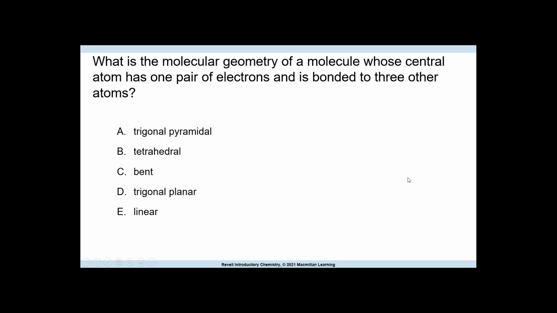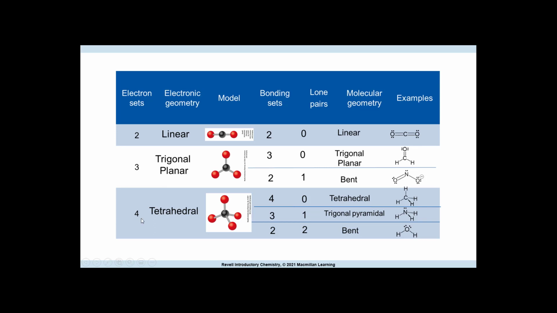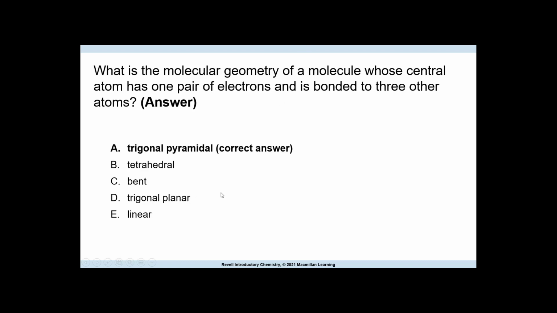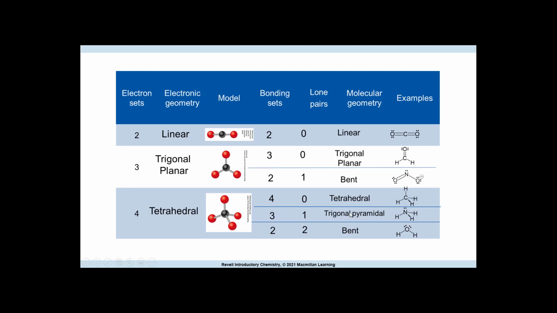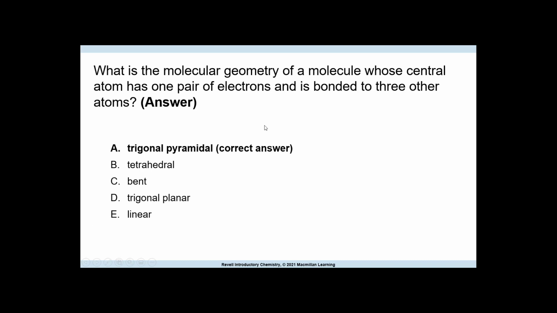What is the molecular geometry of a molecule whose central atom has 1 pair of electrons and is bonded to 3 other atoms? So this is asking for the molecular. So let's count this. We have 1 and 3. So we have 4 sets. So we're here. It would be electronic tetrahedral. But it's saying it has 1 pair of electrons, so 1 lone pair, and 3 bonds. So in that case, it's here. It's trigonal pyramidal. It looks like this. There it is.